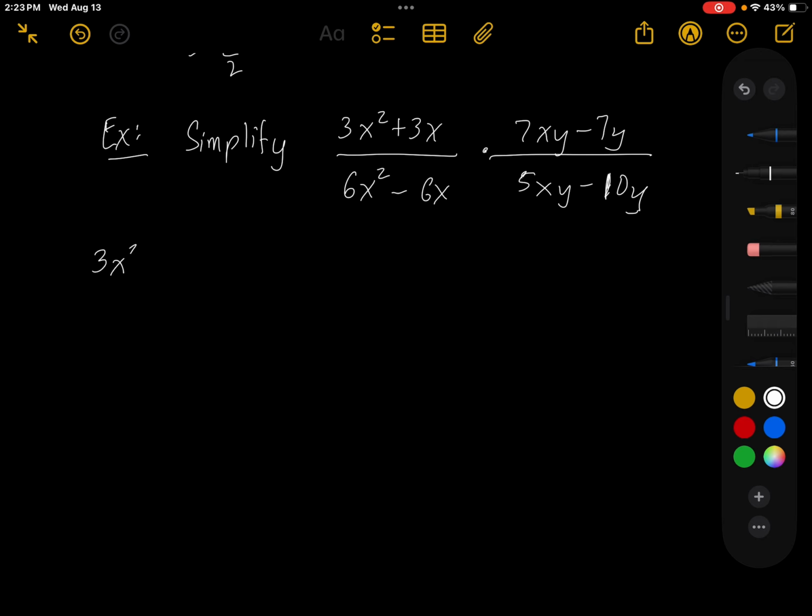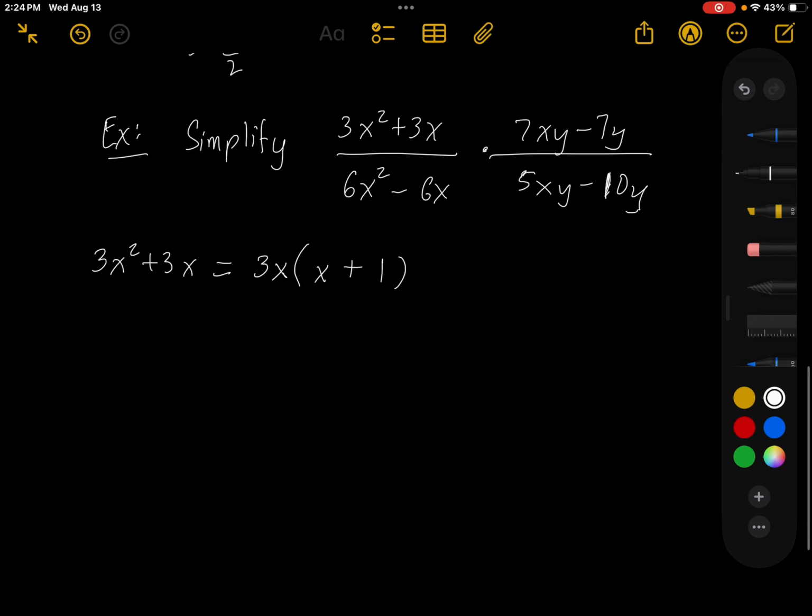So 3x squared plus 3x, what can I factor out? Well, I look at the coefficients, 3 and 3, I can factor out a 3. And when I look at x squared and x, what can I factor out? I can factor out an x. So I can factor out a 3 times x, and when I factor out a 3 times x, I'm going to get what? x plus 1.